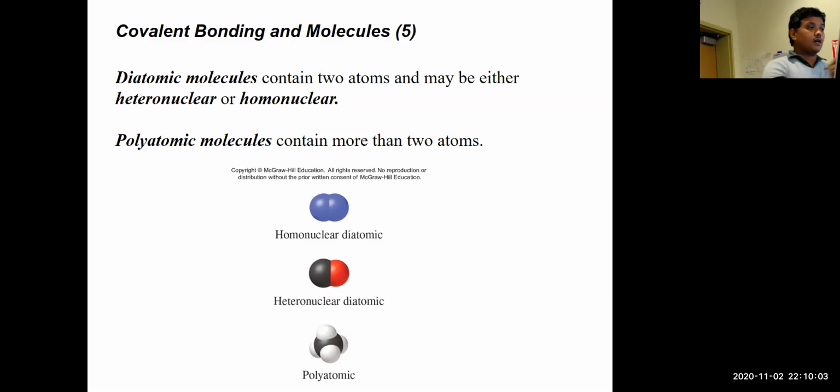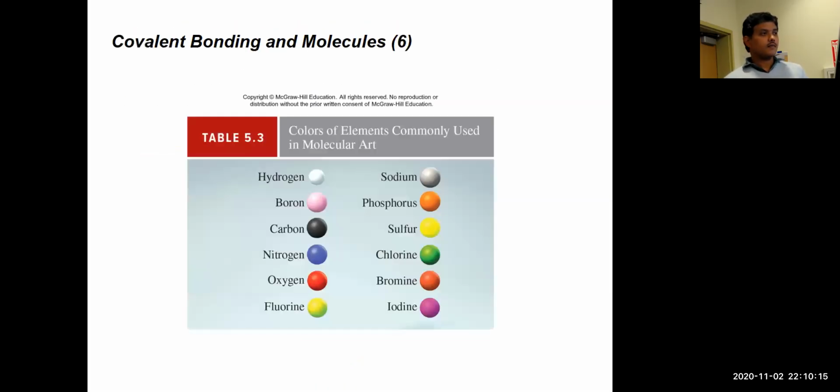And other ones are polyatomic molecules, which means you have multiple elements combined together, more than two. So just like the name suggests, very easy to predict what's going on. Here are some of the popular color symbols that we use to represent some of the popular non-metals. Or maybe these are all non-metals that we have here. Sometimes, until you guys get really familiarized, we use these color codes.